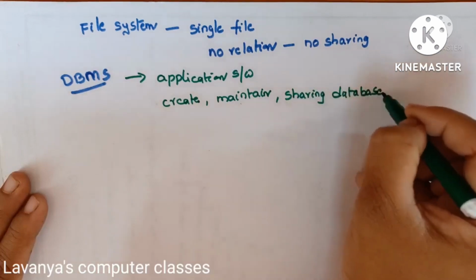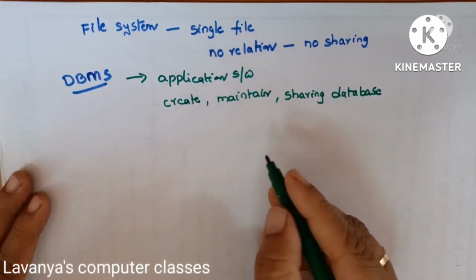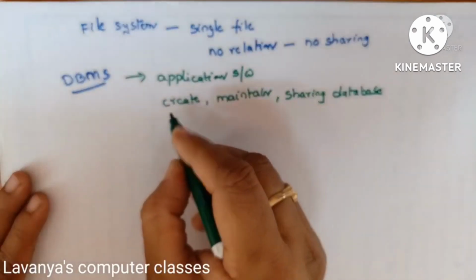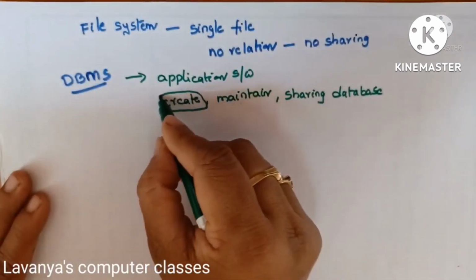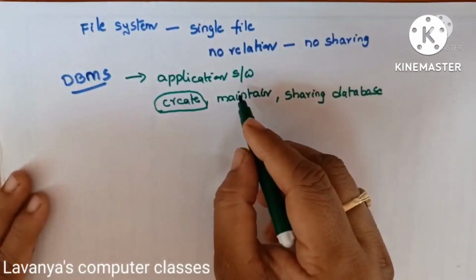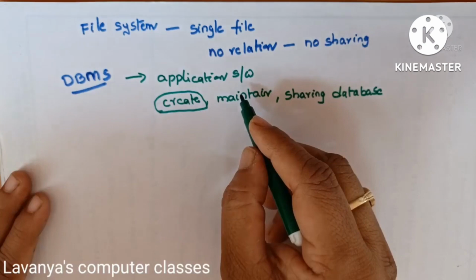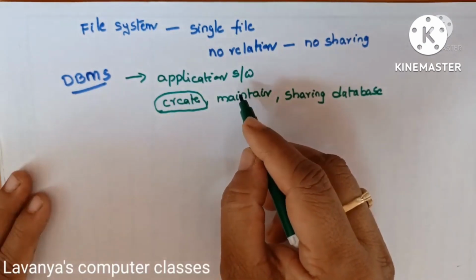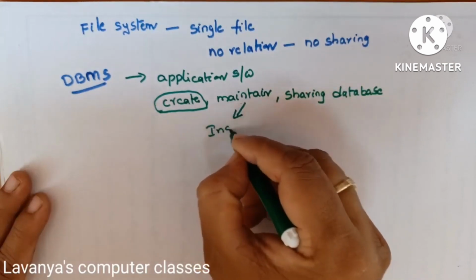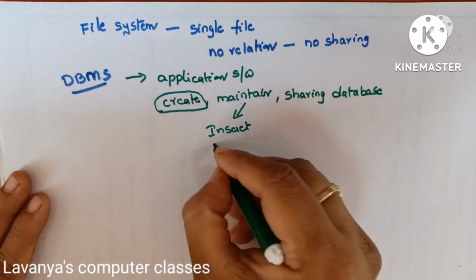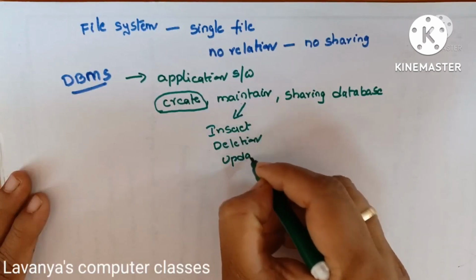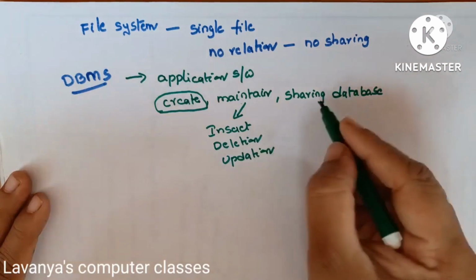DBMS management means how we are managing our database. Database means collection of information. So how can you collect? After collecting, how can you create it, where do you want to store it? After storing the data, if you want to insert new information, delete existing data, or make modifications, that is maintaining. Insertions, deletions and updations are all known as maintaining and sharing.